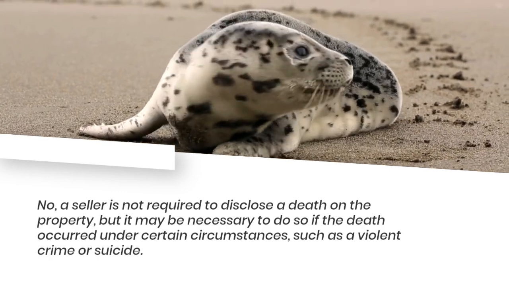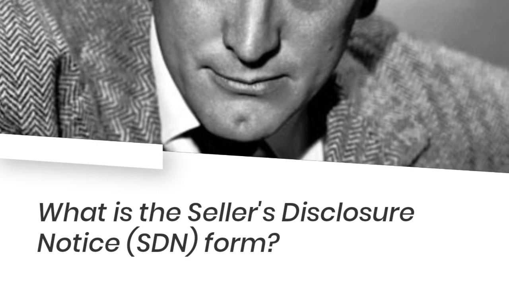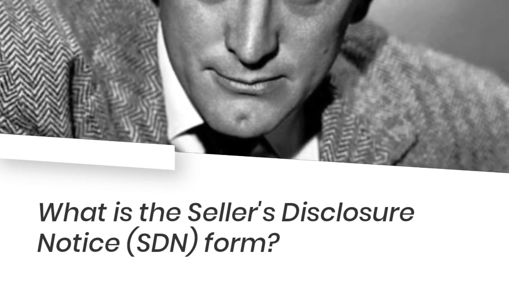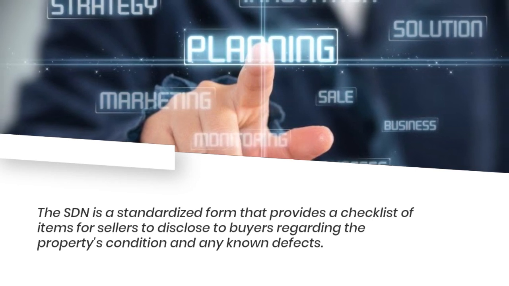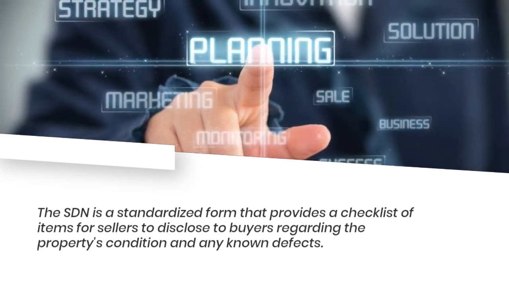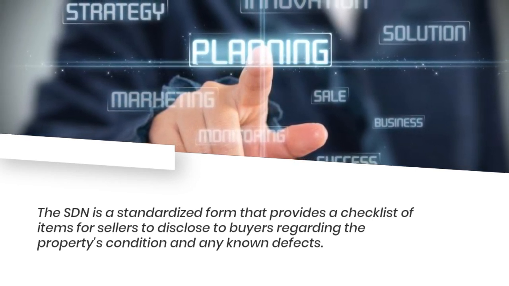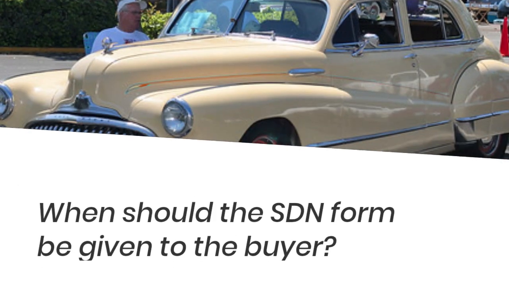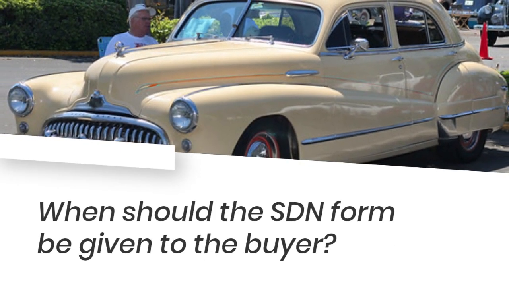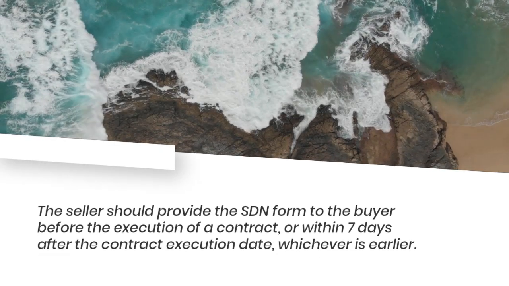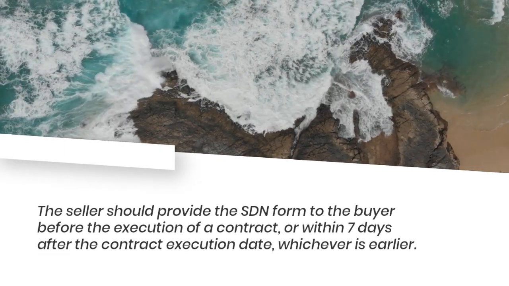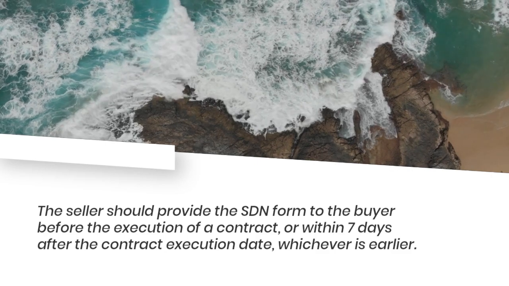What is the Seller's Disclosure Notice, SDN, form? The SDN is a standardized form that provides a checklist of items for sellers to disclose to buyers regarding the property's condition and any known defects. When should the SDN form be given to the buyer? The seller should provide the SDN form to the buyer before the execution of a contract, or within 7 days after the contract execution date, whichever is earlier.